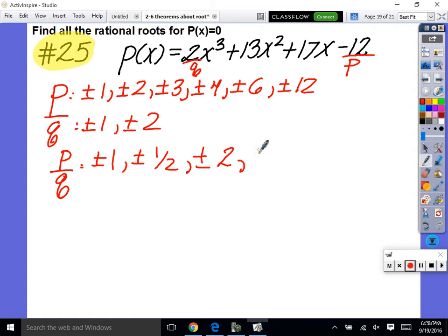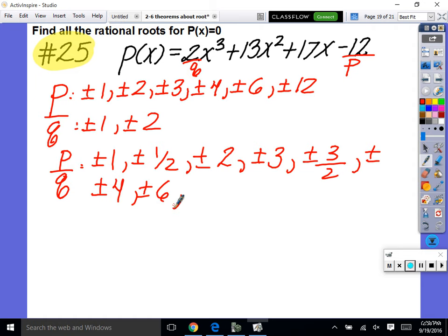So then plus or minus 3 halves, correct? Plus or minus 4 halves, which is 2, plus or minus 4, plus or minus 6. 6 halves is 3. 12 is 6, right? Did I miss one? 12. There we go. Okay, haven't I listed them all out now?